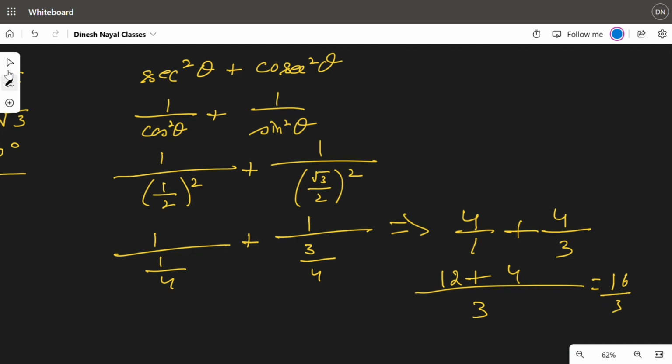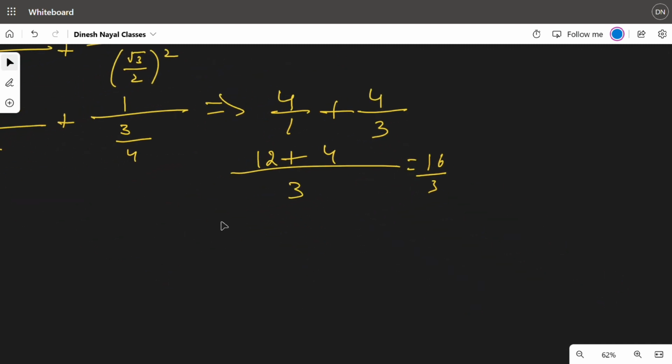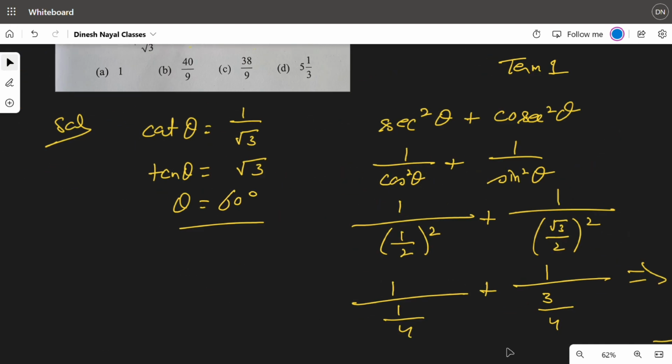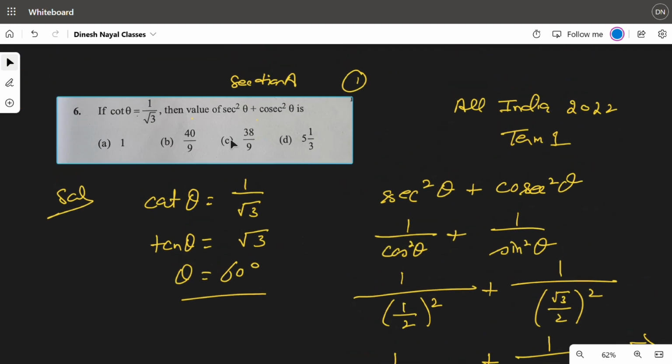Now if you want to express this as a mixed fraction, as this is an improper fraction, you can directly divide 16 by 3. 3 fives are 15, remainder is 1. So the answer is 5 1 by 3. Actually, now we have to see the options. Which option is 5 1 by 3? Option D. This one is the correct one.